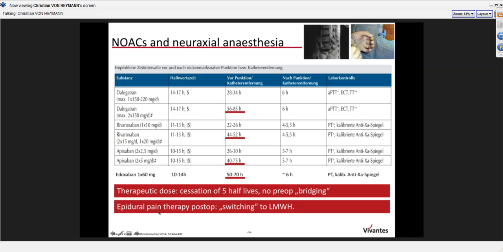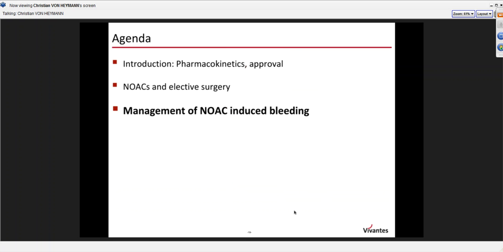And again, in epidurals or in patients who have a greater risk of bleeding, switch these patients to a low molecular weight heparin until the bleeding risk has come down, and then you can switch them back to the NOACs. And this will be the last part of my talk: the management of NOAC-induced bleeding. We are seeing more and more patients in our hospital with NOAC-induced bleeding. What do we do with those patients?